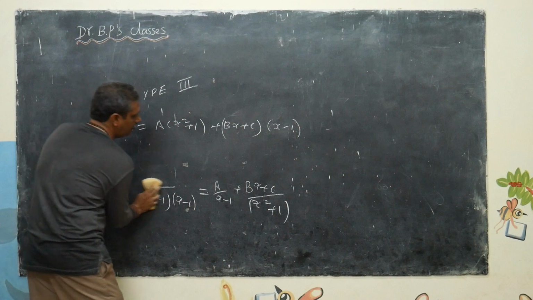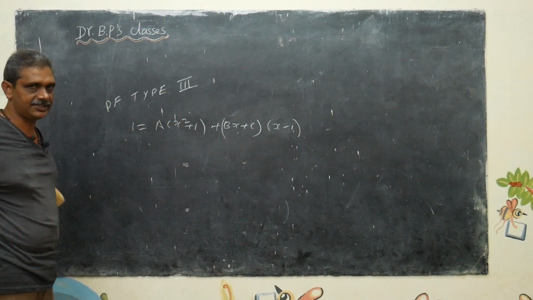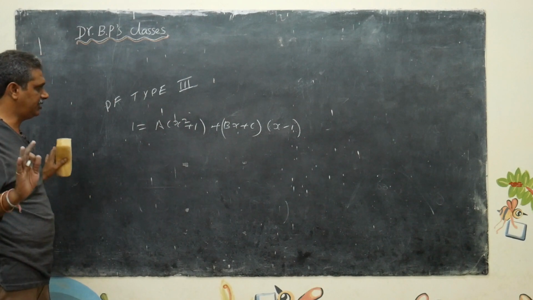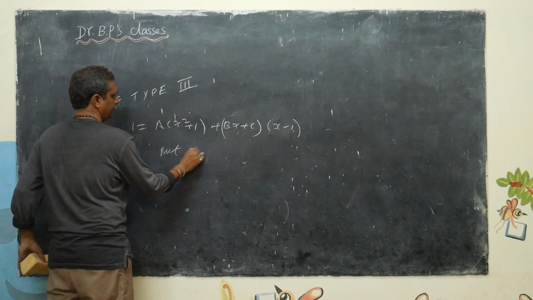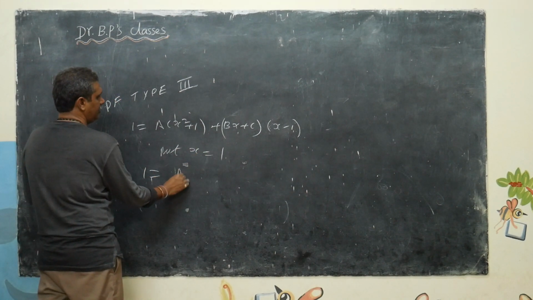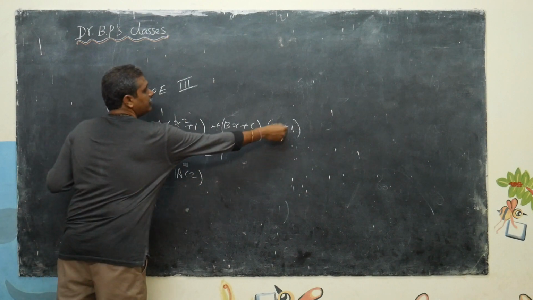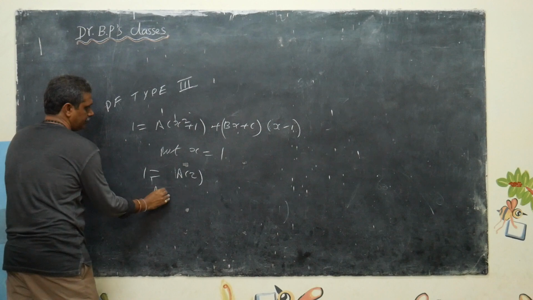Now what values can I find out easily? That I will find out first, then my job becomes easy, half of the job. So put x is equal to 1. Then 1 is equal to A into 2. This fellow vanishes, 0 into anything is equal to 0. So A is equal to what?